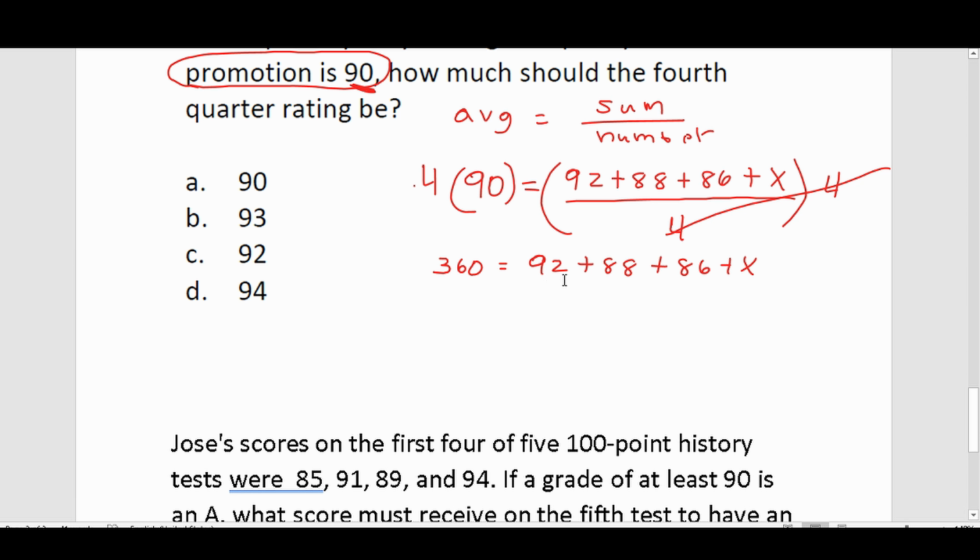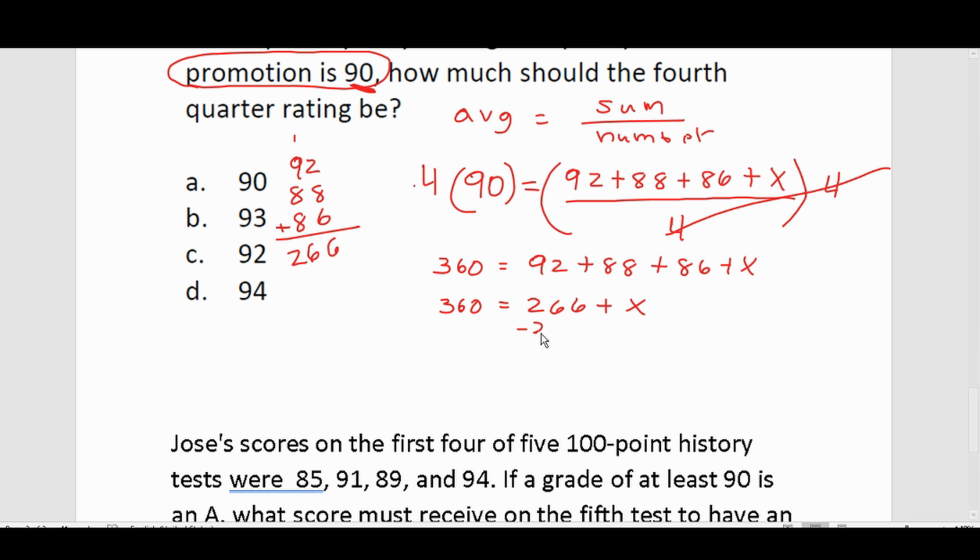The next thing I'm going to do is combine these 3 numbers right here. And again, I'm going to do that off to the side. 92 plus 88 plus 86. Again, be careful at this point. This is where you can make a simple mistake that can ruin the whole problem. 8 plus 6 is 14 plus 2 is 16. Carry the 1. 8 plus 8 is 16 plus 9 plus 1. 9 plus 1 is 10, so this is 16 plus 10, which is 26. So we have 360 equals 266 plus x.